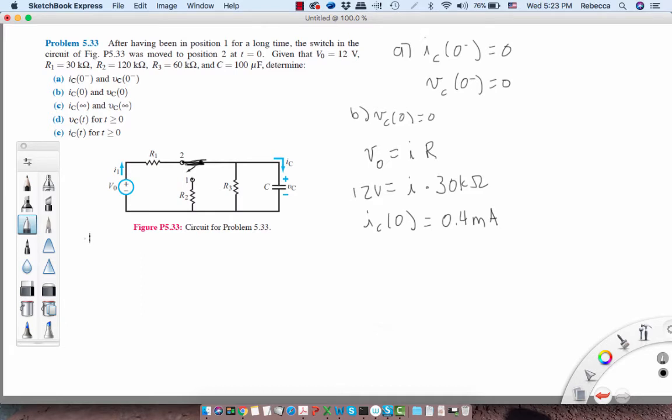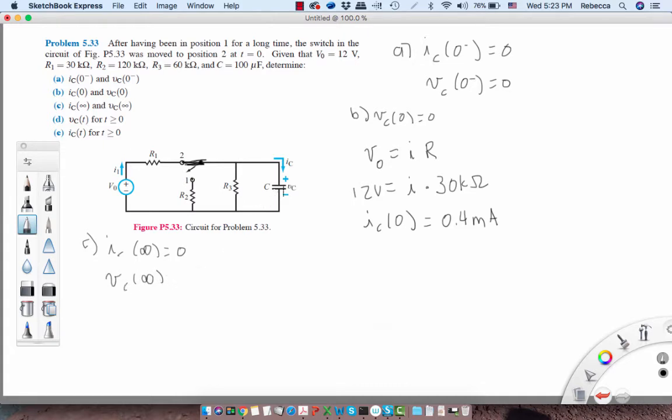Now for part C, we want IC at infinity and VC at infinity. At infinity, the capacitor acts like an open circuit, and so there is no current running through it. So IC at infinity will be 0. Now we need VC at infinity.